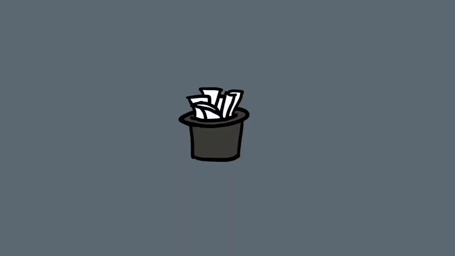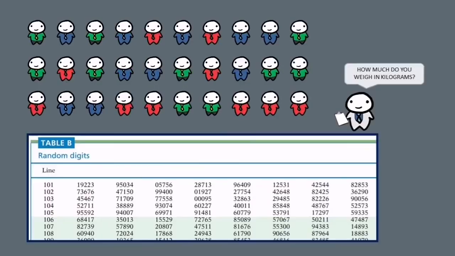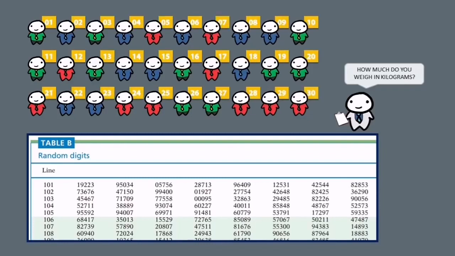I'd like to point out that instead of putting names in a hat, there's another way to pick things randomly. We can use something called the random digits table. The random digits table consists of a long string of random numbers, and it can help us do an SRS. To use it, I would first have to label each member of the population with a number. We have 30 people in this population, so I will label each person from 1 to 30. Notice how I have written 01 instead of just 1. Doing this helps us use the random digits table.